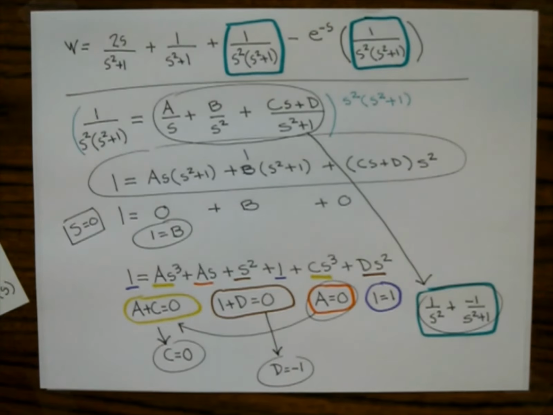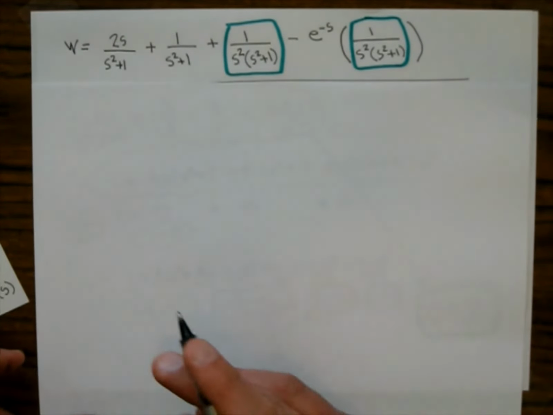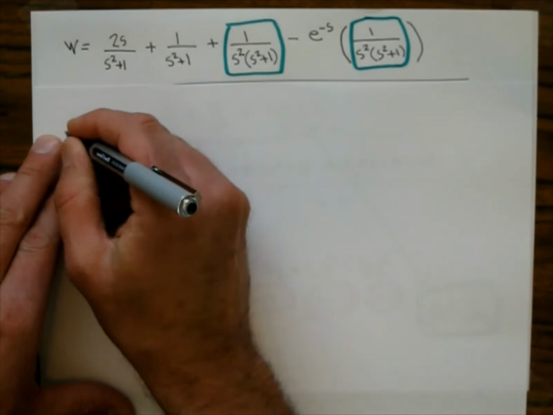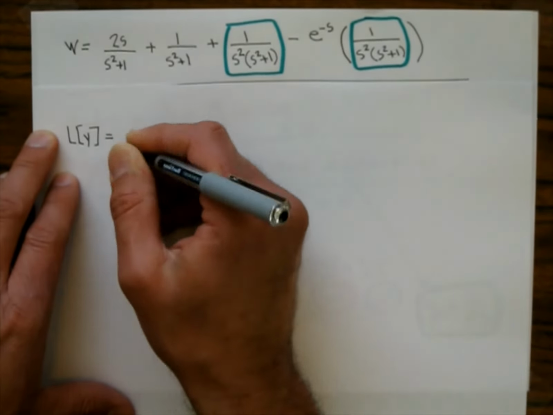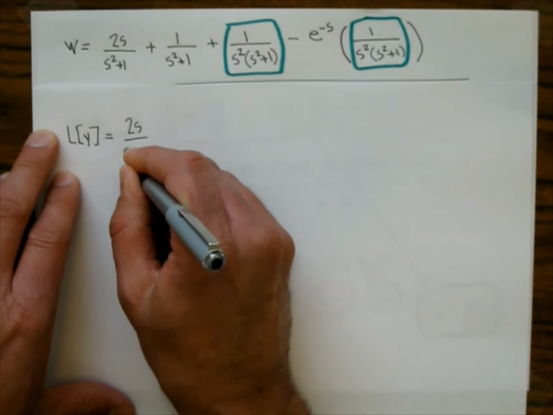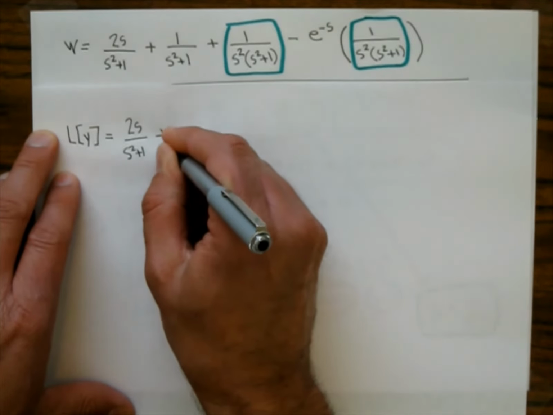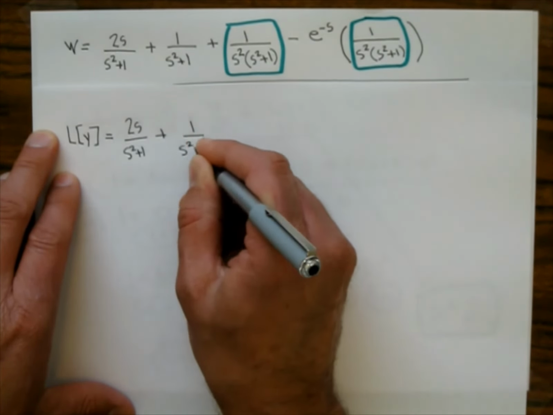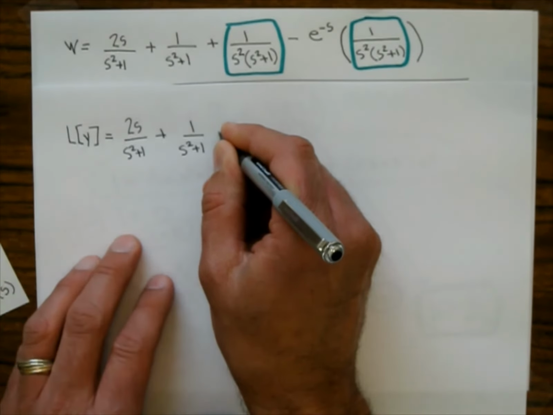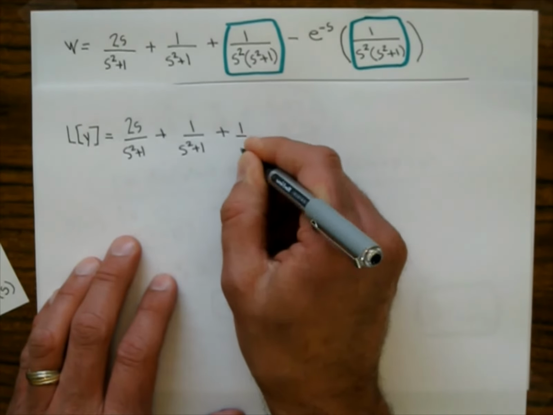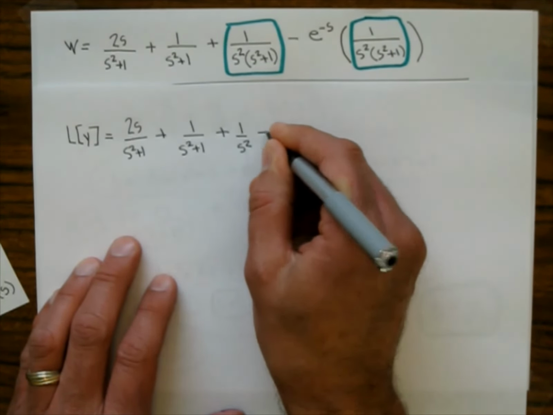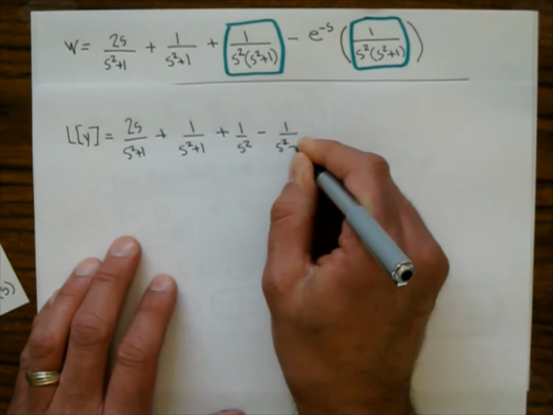Okay, so I'm going to need another piece of paper. That was a crazy differential equation we're doing. Let's copy this down. I'm going to replace the w with what it really is, which is L of y. And so this equals 2s over s squared plus 1 plus 1 over s squared plus 1. And then our partial fraction decomposition yielded this. It gave us plus 1 over s squared minus 1 over s squared plus 1.